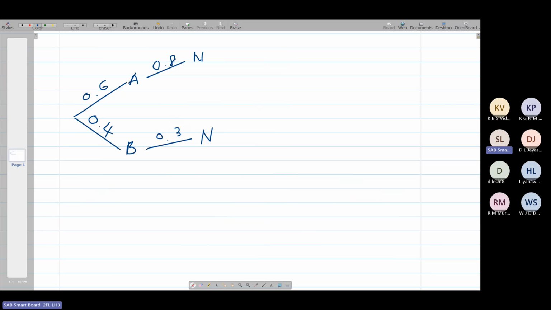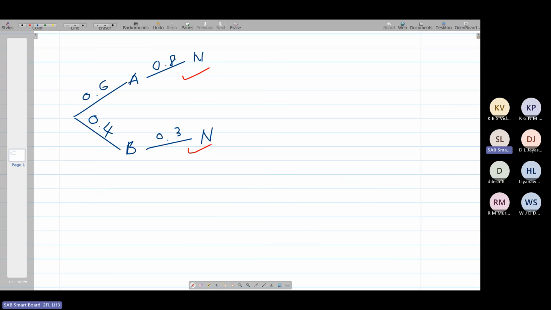It's here. Then the question asks, what is the probability of introducing a new product? Introducing the new product is common to these two. Why? There are two chances now. If group A wins, then they want to introduce a new product. If group B wins, they also want to introduce a new product. It is common to both.